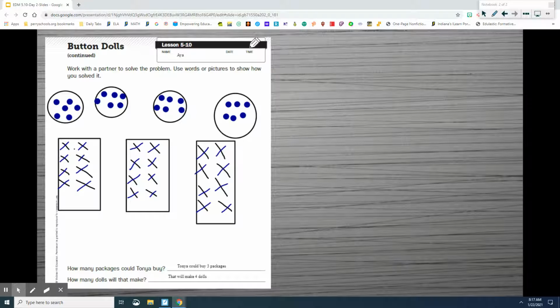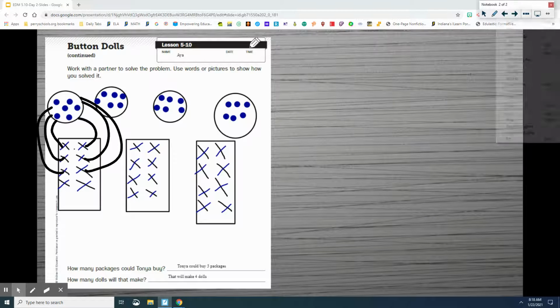All right, here's another example of one that got the correct answer and their picture reflects that. So they did the same thing of making circles for their dolls, and then they put in a button from the package for each doll. So they said, well, that one's going to go here, here, kind of like this.